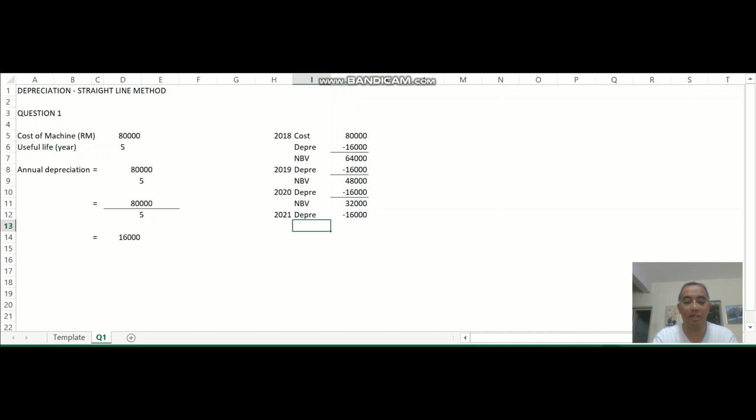I get my net book value: 32 minus 16, that is 16,000. And in 2022, another round of depreciation. This time it is 16,000 as well, so the net book value will be 0. So with the straight line method, whatever amount you have for the cost, you divide by the number of years, and in the end you will get 0 as the net book value. Okay, that's it, that is if the question gives you a useful life.